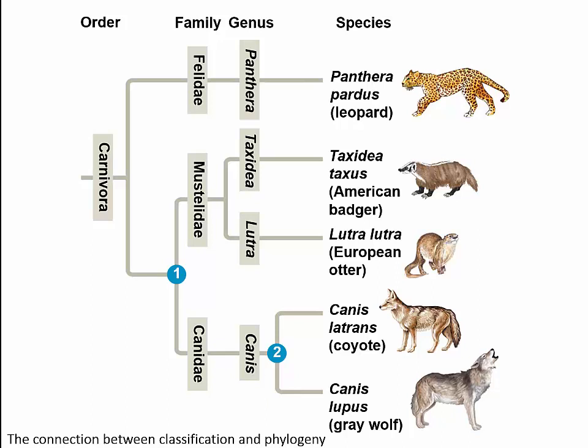We can look at the connection between classification and phylogeny this way too. So we look at the order, which is Carnivora, and then we go to the next step up, and that is the family. And there's Felidae, which we just looked at, but there are other families too. There's Mustelidae and Canidae, and so that's one branching group. And then out of those families, we can look at the genera. So Felidae just has one genus, Panthera, but Mustelidae has two, Lutra and Taxidea. Canidae has just one, Canis. But if we look at Canis, it actually bifurcates into two species, Canis latrans, which is the coyote, and Canis lupus, which is the gray wolf. So this is how we can go between classification and phylogeny.